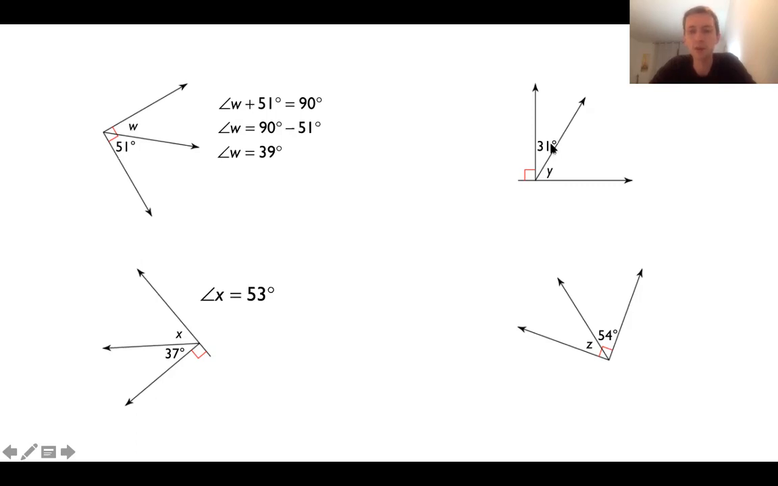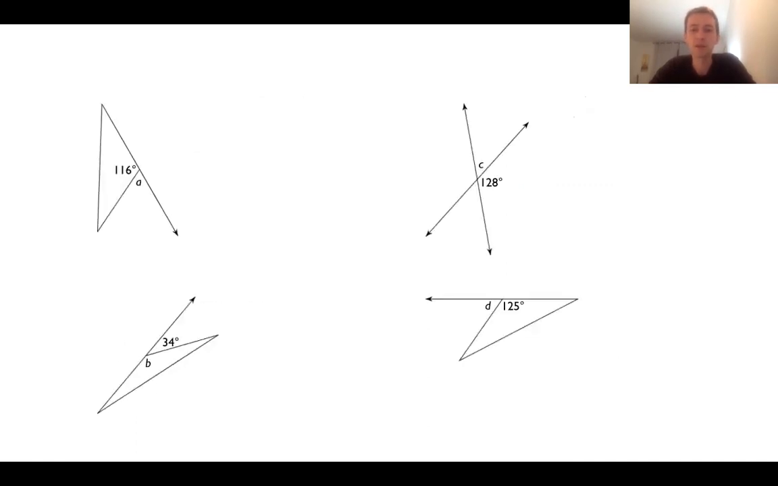So 31 plus what gets me to 90? Well, it's got to be 59. And here, 54 plus what gets me to 90? It's going to be 36 degrees. So these are all complementary examples. Let's look at some supplementary examples now.